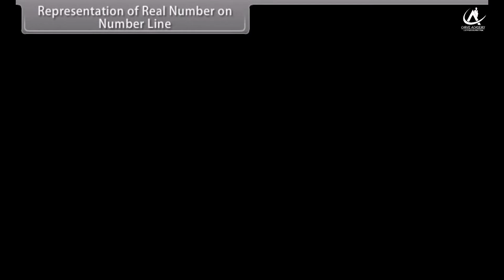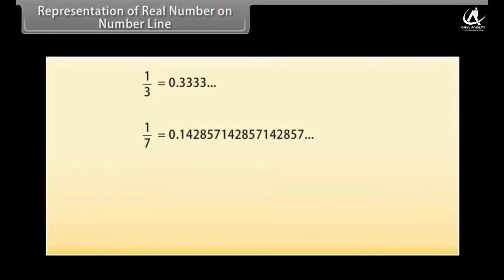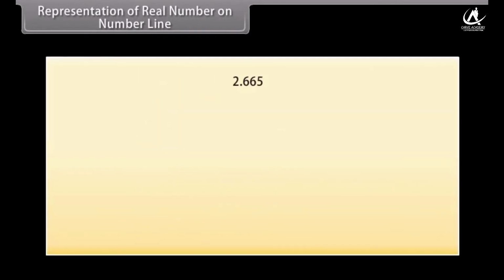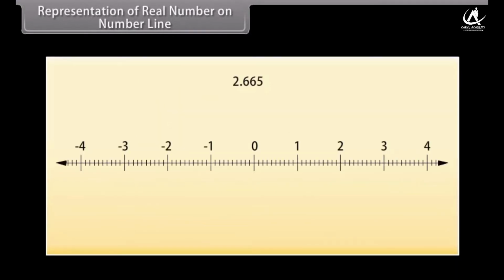Representation of real number on number line. We now know that every real number has a decimal expansion. That decimal expansion helps us to locate it on a number line. Let us locate 2.665 on a number line. We know that it lies somewhere between 2 and 3.